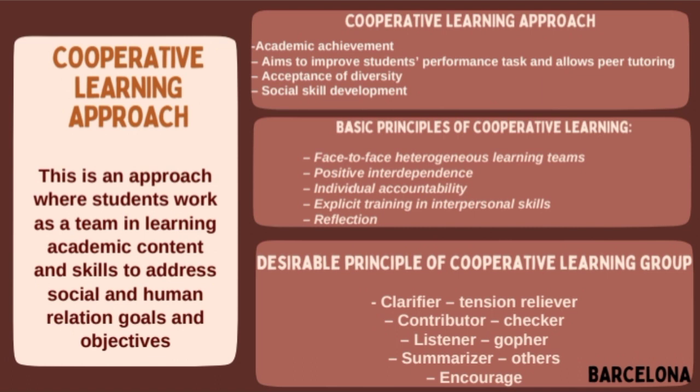Next, allows peer tutoring. Peer tutoring means students teaching each other. In cooperative learning, students become like teachers for each other, explaining things and making sure everyone understands. And then next is acceptance of diversity. This is about understanding and respecting differences. In cooperative learning, students learn to appreciate and accept each other's unique qualities and backgrounds, making the learning environment more inclusive. And lastly, social skill development.